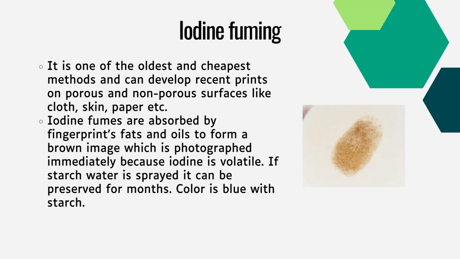Iodine fuming. It is one of the oldest and cheapest methods and can develop recent prints on porous and non-porous surfaces like cloth, skin, paper etc. Iodine fumes are absorbed by fingerprint fats and oils to form a brown image which is photographed immediately because iodine is volatile. If starch water is sprayed it can be preserved for months. Color is blue with starch.